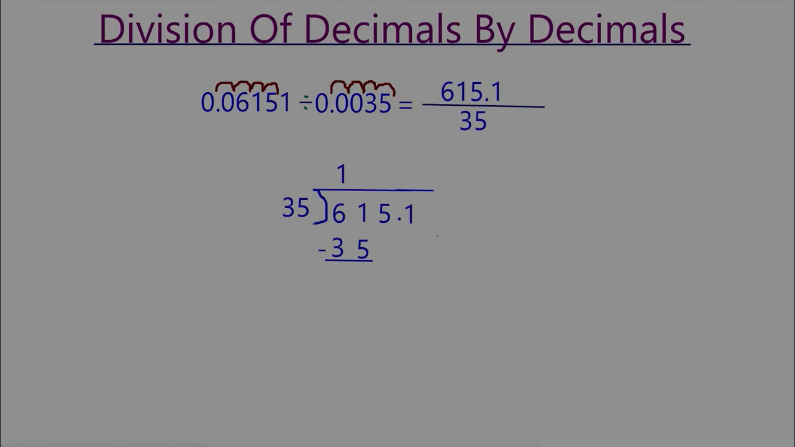Minus 35 from 61, we get 26. We want to make the value of the dividend larger than that of the divisor, so we bring down the 5.